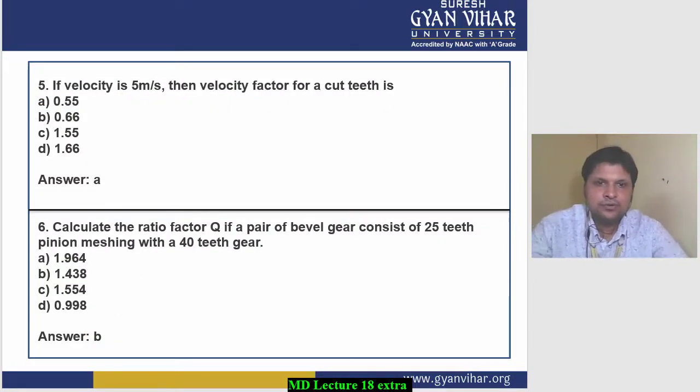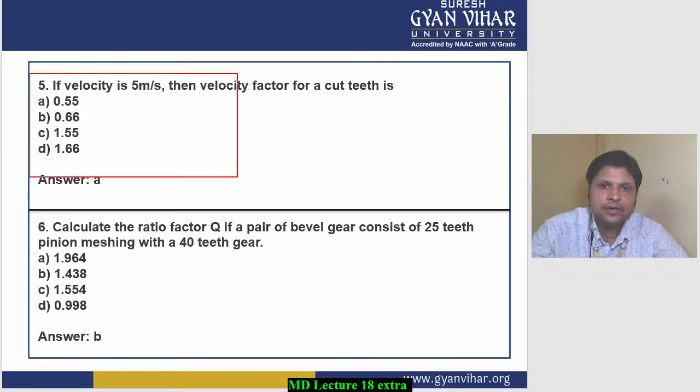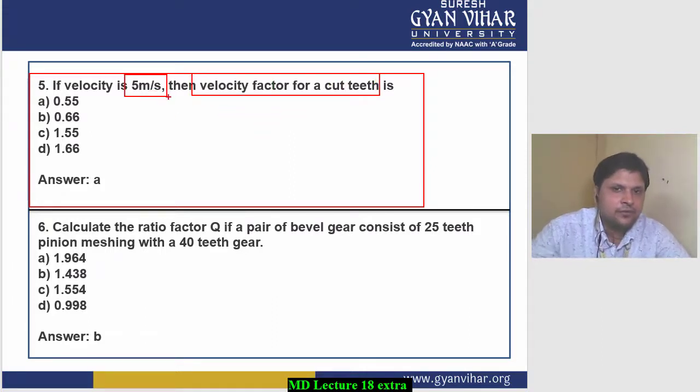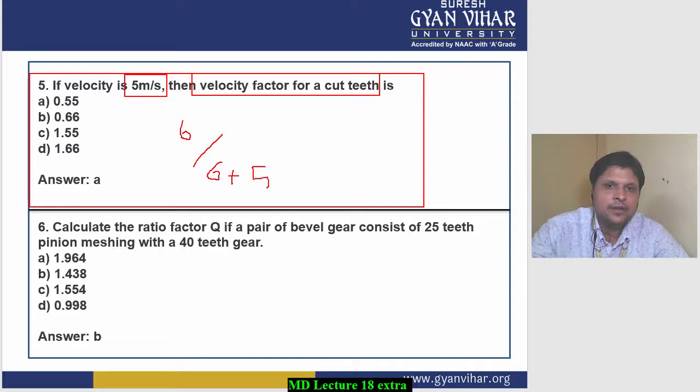Coming to multiple choice question number 5: if velocity is 5 meters per second, then the velocity factor for cut teeth is, so we have the formula for velocity factor. If the velocity is 5 meters per second, it is low, so we will use 6 upon 6 plus v. V is 5, so by this you can calculate. When you calculate, you will find that A is the correct answer.